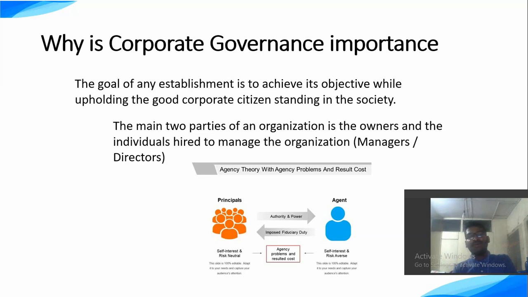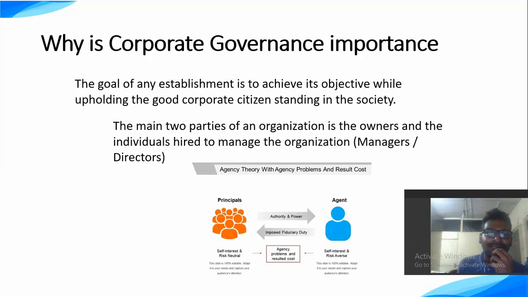Even in a small family-run business, the family owners will eventually have to depend on third-party professionals and other stakeholders. This is basically defined in agency theory. This is actually known as the agency problem.